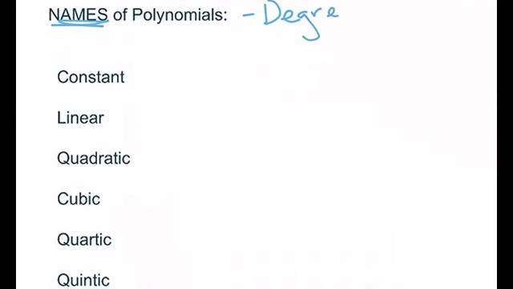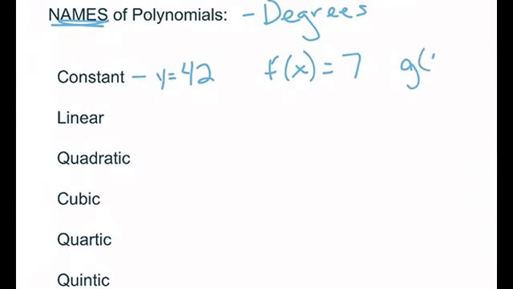All right? So a constant just has a single number with no variables. Okay? And we should probably put y equals, or we could do f of x equals 7, or g of x equals 12. Okay, there's no variable, it's just a number. All right, so those are constant polynomials.